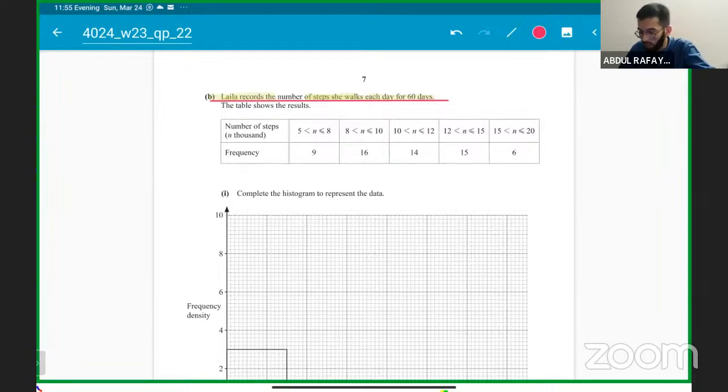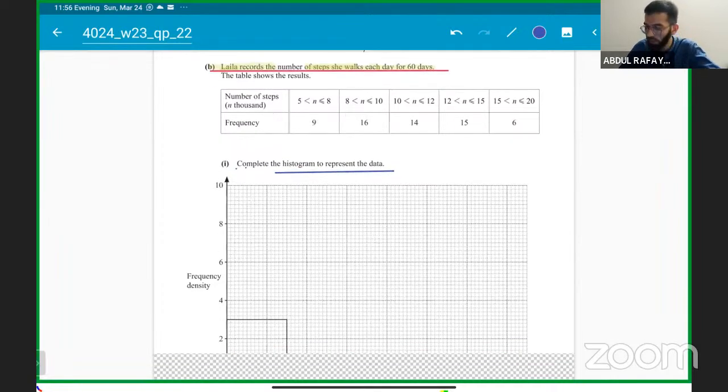The table is there, so we have to work out and complete the histogram. Whenever we talk about a histogram, frequency density comes into existence because the class widths are different. So here the class width is different, which is why frequency density is plotted.